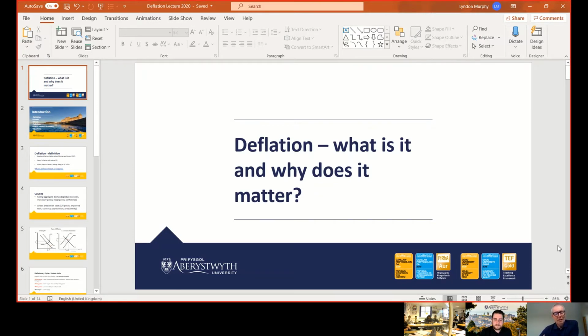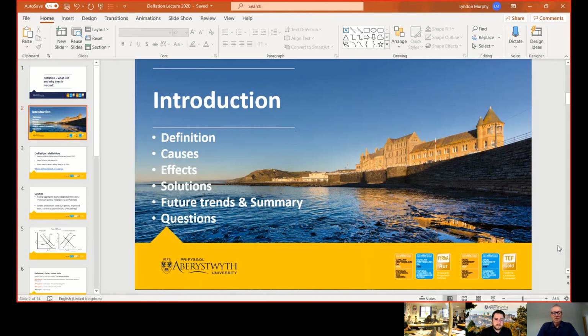It's my understanding from Daniel that you've covered quite a few aspects of inflation, with some of the causes, cost push and demand pull. So we're not going to go over any of that; we're focusing on deflation. We're going to start off with a definition, look at some of the causes, effects, and some of the solutions. We'll also look at some future trends, not so much of deflation, but some current news about inflation, and then finish off with a summary and some questions. So let's hope that we actually achieve some of those outcomes.